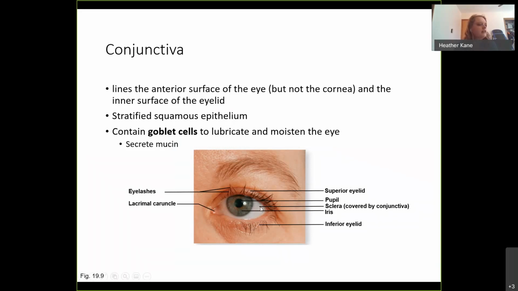The sclera is the white of the eye. This is going to be covered by the conjunctiva. We have this lacrimal caruncle. Remember, lacrimal means referring to tears. That's what lacrimal means, tears. And this is the caruncle, where the tears end up going, which we're going to talk about in the next slide when we talk about how tears work.